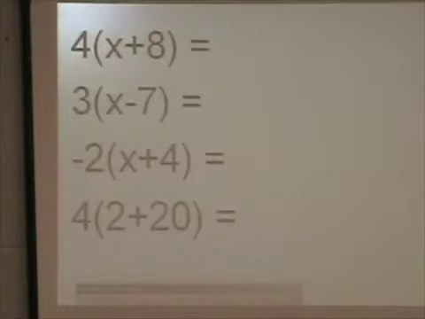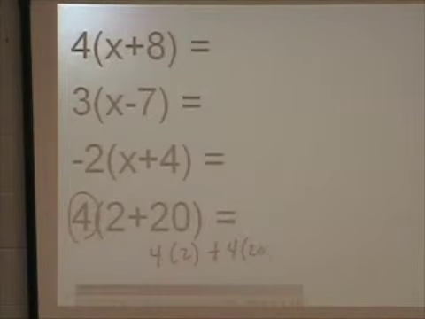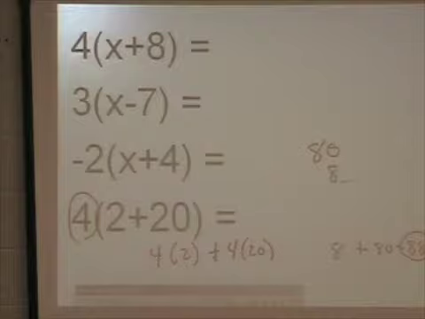Here I have to multiply 4 times everything inside the parentheses. 4 times 2 plus 4 times what? 20. 4 times 2 is 8 plus 4 times 20 is? 80. Which equals? 88. 80 plus 8 equals 88.